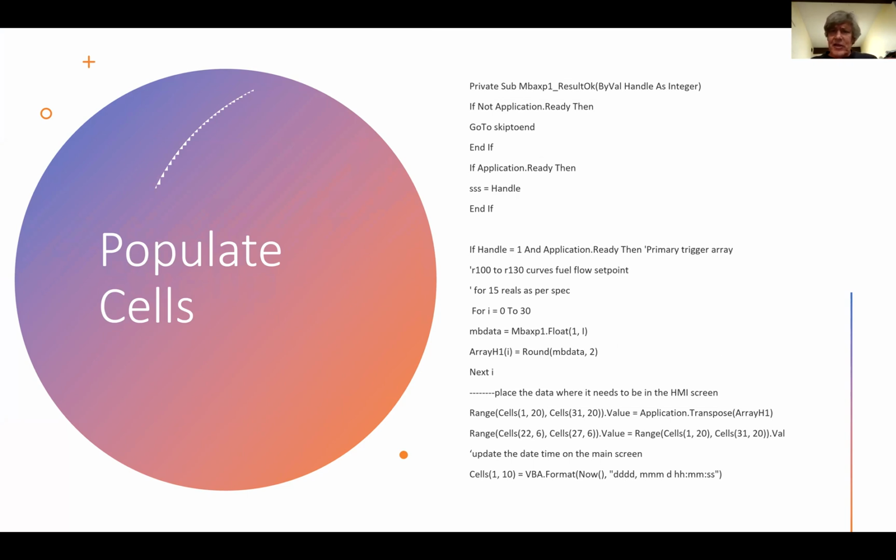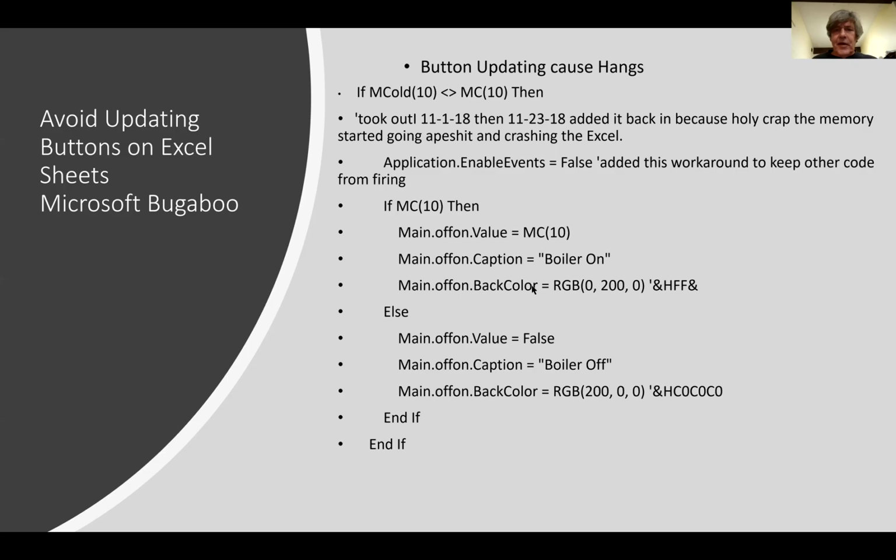And I'll show you later on in this video how that's done, but this is how it's done in programming language. We basically figure out whether it's ready. There's a handle that indicates what location you're pulling, and then it populates. We populate an array, and we take that array right here and pop it into a range of cells using this application transpose function, which flips it from sideways to up and down. And then we go ahead and put in the date and other stuff.